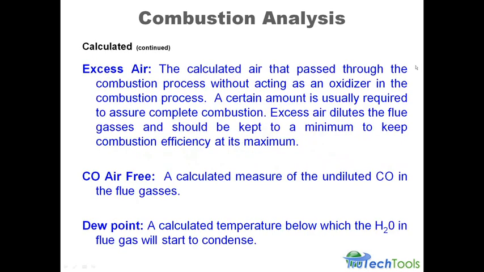The carbon dioxide is just a byproduct of normal combustion, but it is considered a greenhouse gas. Excess air is calculated, and that's the air that's passing through the combustion process without acting as an oxidizer in the combustion process. A certain amount of this is usually required to assure complete combustion. The excess air dilutes the flue gases, so in most cases we want to keep this to a minimum to keep the combustion efficiency at its maximum. A certain amount of excess air is required for safety, and in some furnaces it's also required for dilution.